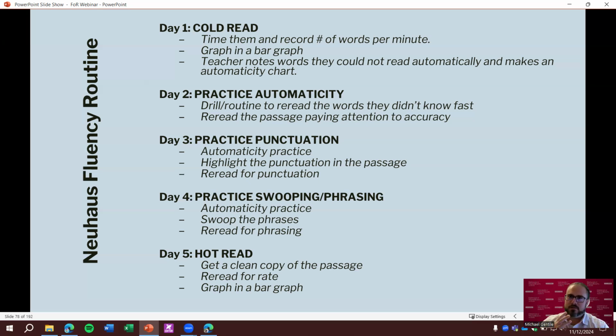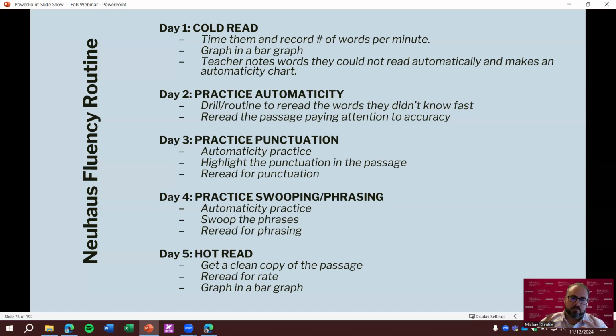You don't need to introduce lots of crazy vocabulary in terms of the prosody. Students shouldn't even need to know. I don't even really care if a student knows what the word prosody means. Not important. What is important is that they're able to listen to you read things with nice phrasing and then be able to apply that and eventually generalize that to novel passages. Lastly, you're going to do what's called a hot read, where you get a clean copy of the passage. Again, if you are marking for errors, all that is not marked up.